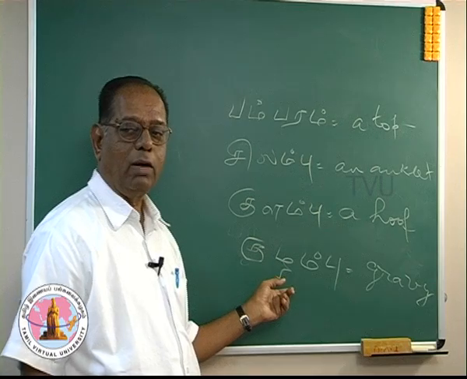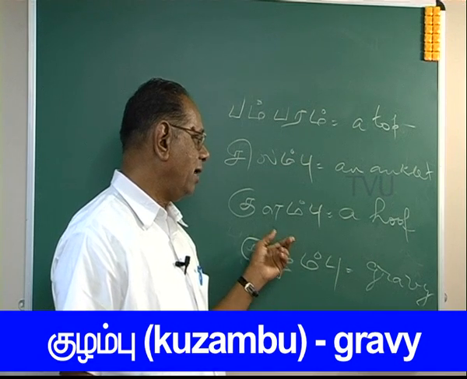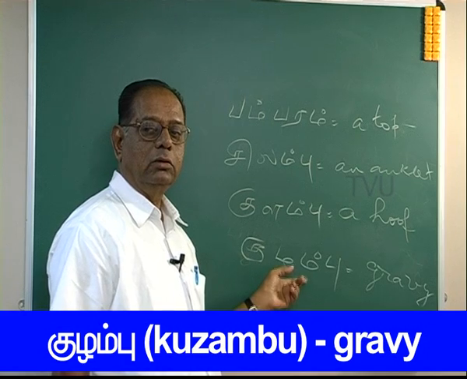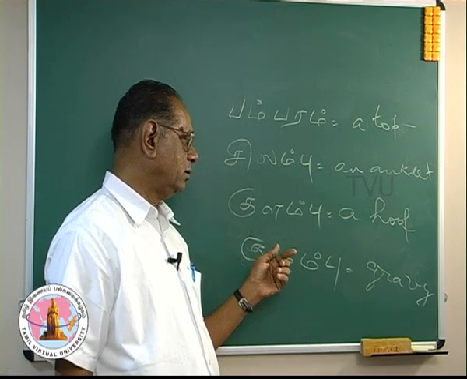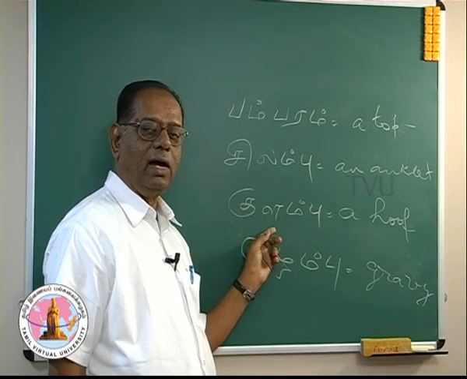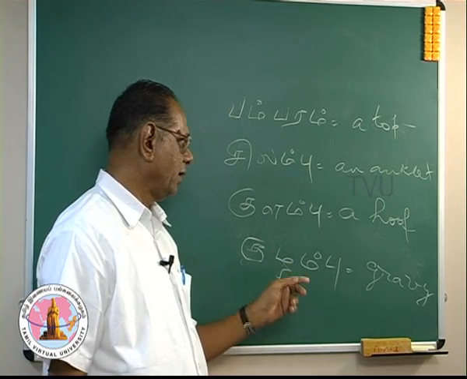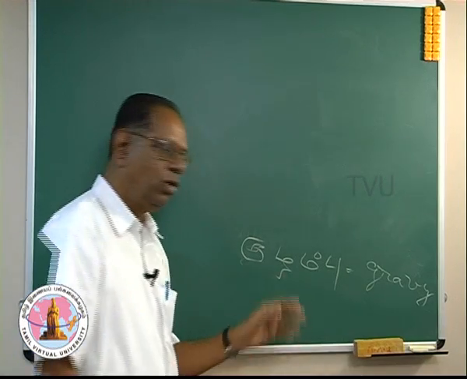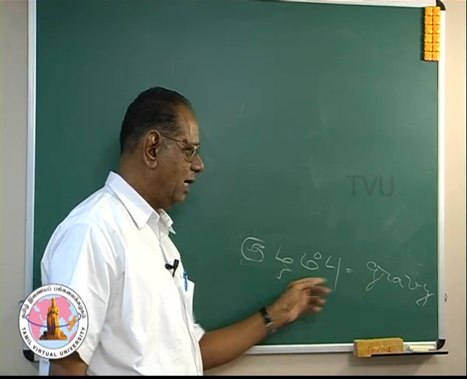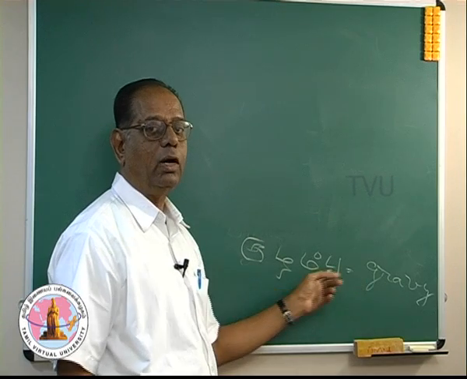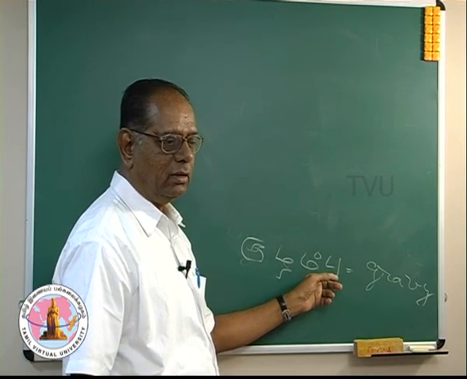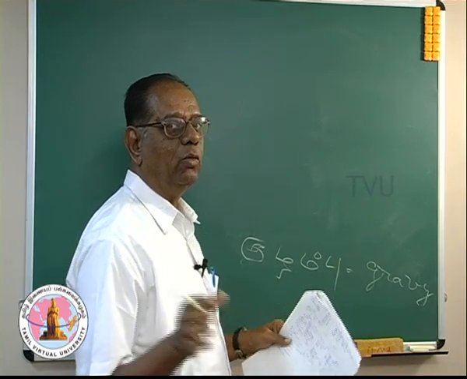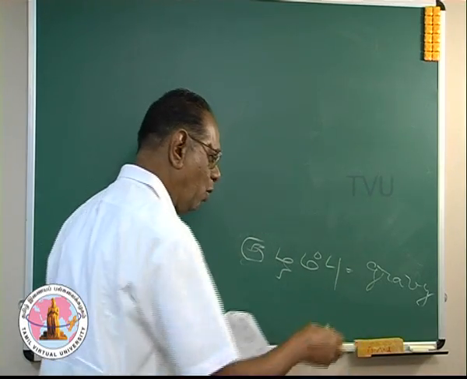Kulambu and kulambu. You must have a practice of pronouncing these two together so that your pronunciation of la and ra will be clear. This is kulambu and this is kulambu. Kulambu as a noun stands for gravy. Kulambu as a verb means to be confused. Let us not be confused with the verbal form now.